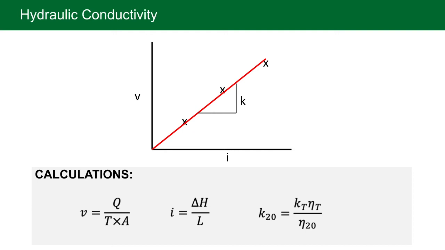Now the permeability will change based off of the viscosity of water, and viscosity of water changes with temperature. So we're going to want to correct it for 20 degrees Celsius. The third equation says the permeability that you found times the viscosity of water at the temperature at which it was measured, divided by the viscosity of water at 20 degrees, will give you the soil's permeability at 20 degrees Celsius.